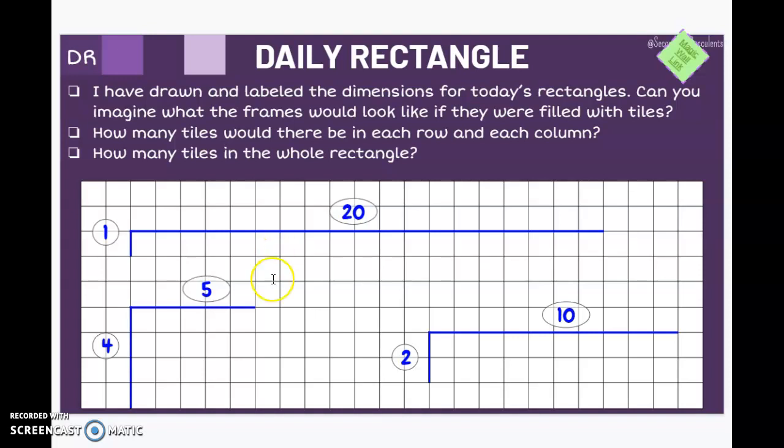How about this next rectangle down here? It looks like we'll have how many rows? Show me your fingers. 4. We'll have 4 rows. 4 rows of how many tiles each? Show me your fingers. 5. 4 rows of 5 tiles.